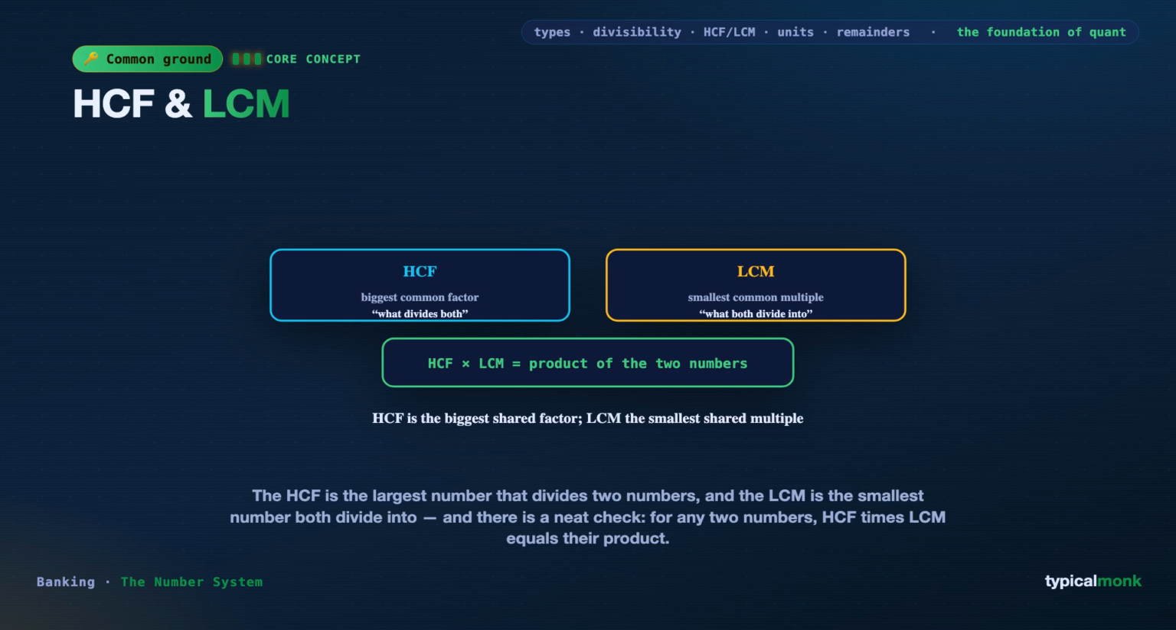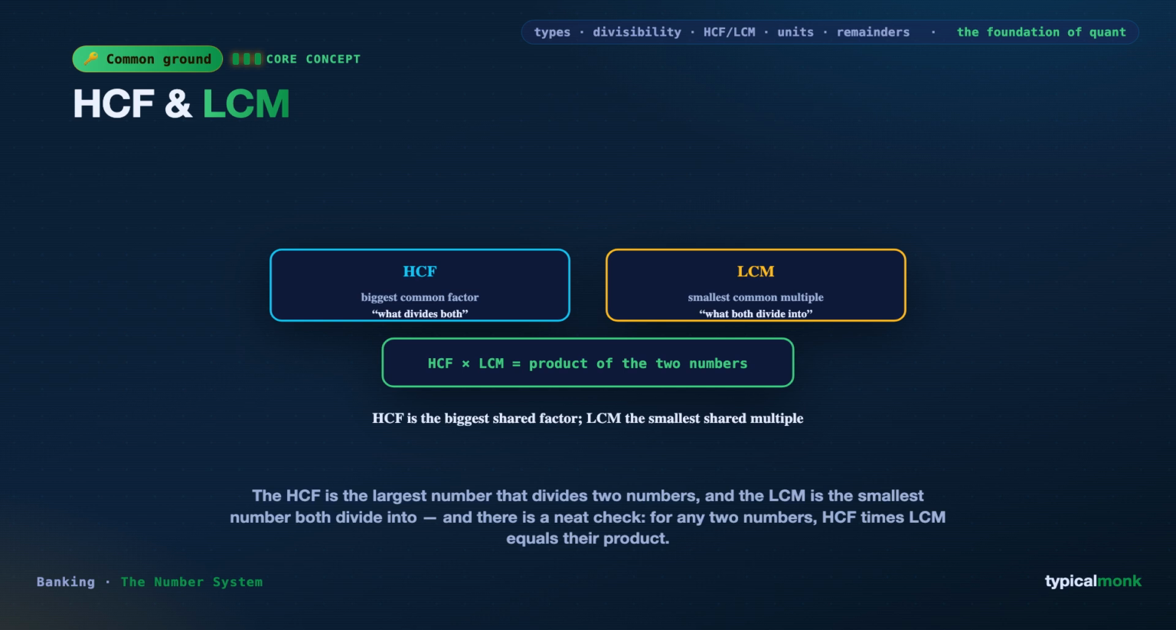So the takeaway: the HCF is the biggest number that divides two numbers, and the LCM is the smallest number they both divide into, both found cleanly by prime factorization. With the handy check that HCF times LCM equals the product of the two numbers. And the real skill is reading a word problem to see whether it is secretly asking for the HCF or the LCM.